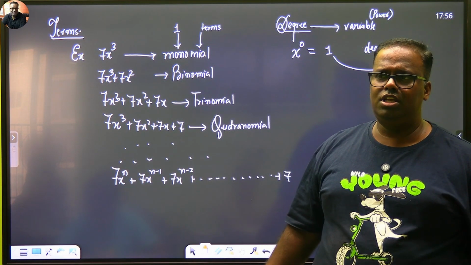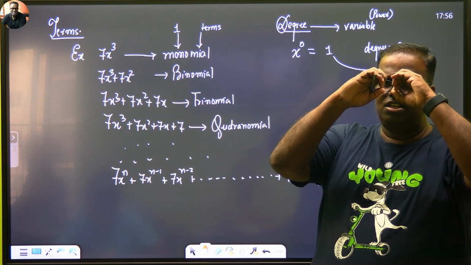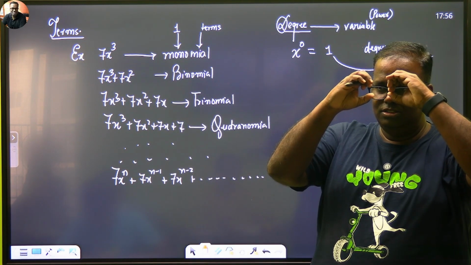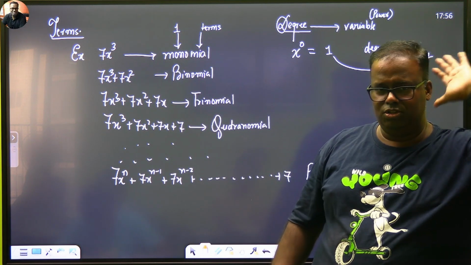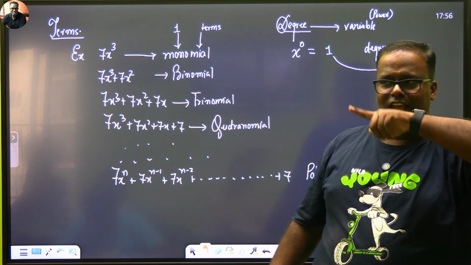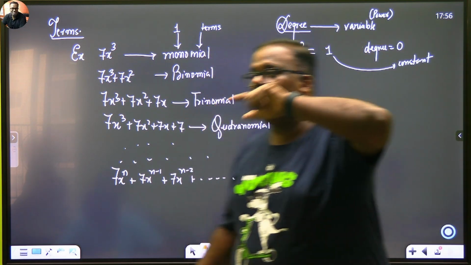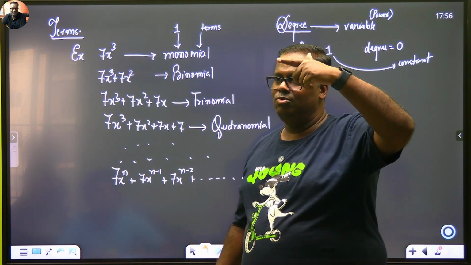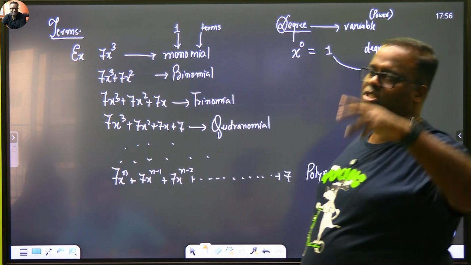What you're not seeing, without your night vision glasses, is that 7 has an x associated with it. Put on your night vision, get my night vision on. With the night vision on, you see an x and you have a 0 with it. So any expression with 0 as its degree, or 0 as the power, will always be known as a constant.